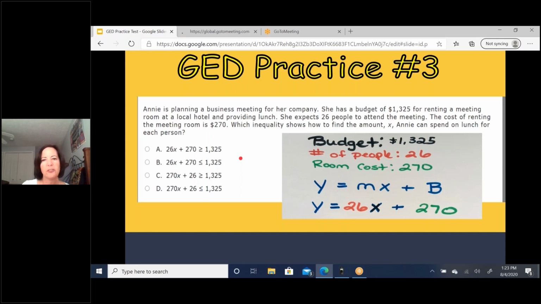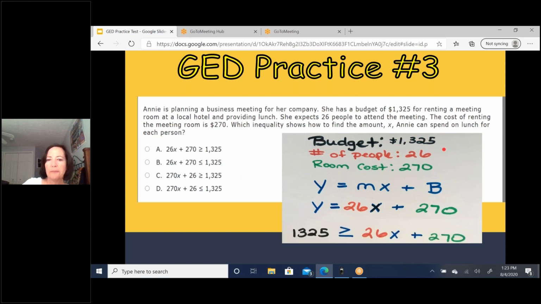Well, they've told us what our total cost is allowed to be. Our total cost is $1,325. It can be less than that, but it can't be more than that. So we can substitute 1,325 in for y. Now also, in my equation, standard equation of a line, I had an equal sign.